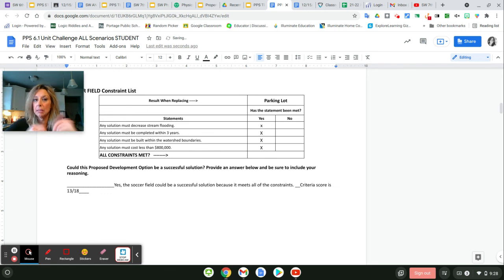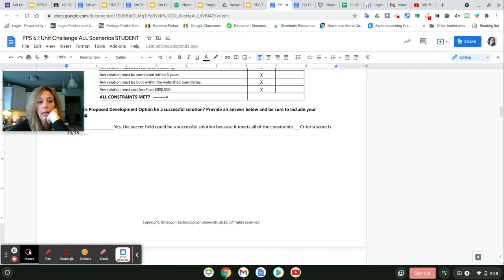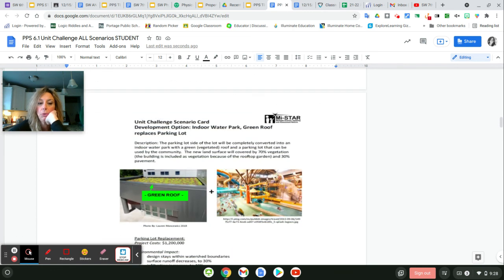So when we get to some other solutions, if another solution meets all the constraints, then we can compare the rating and see if there's another one that would be better because the rating is higher in the criteria. So we'll see. Okay, so let's go to the green roof of the water park.